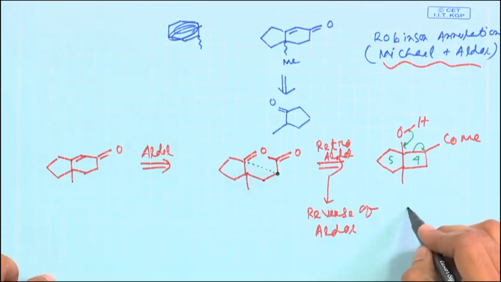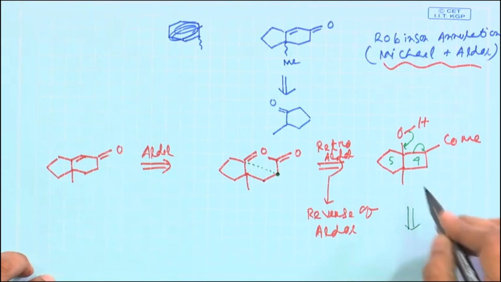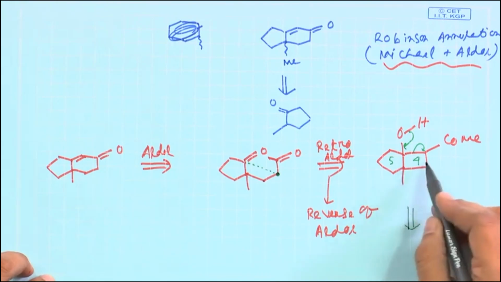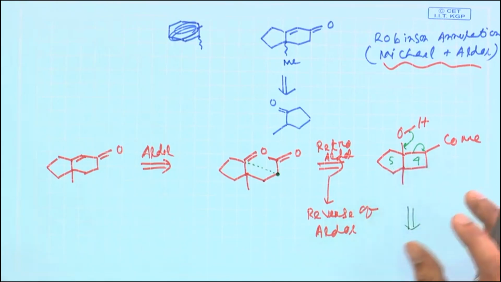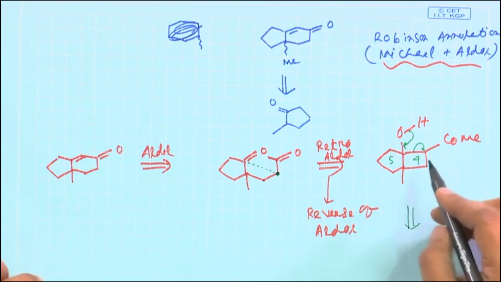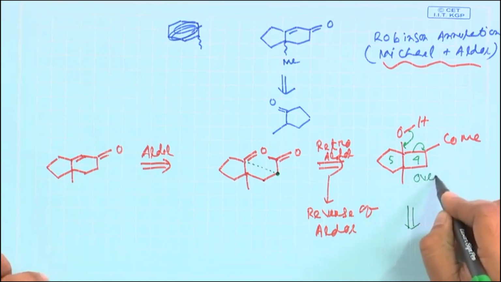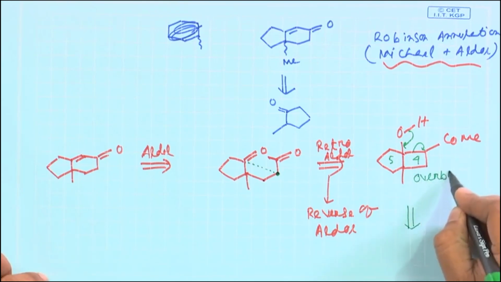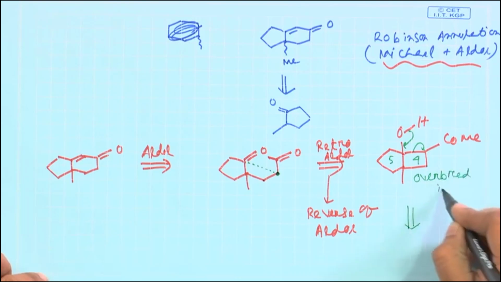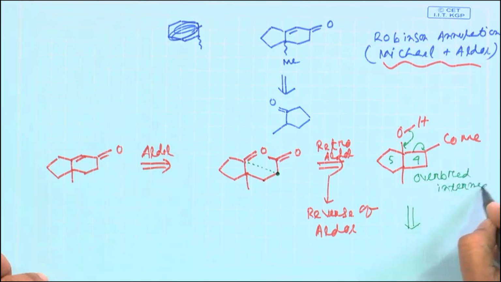Later on we will be seeing that this kind of strained intermediate, or strained ring containing compounds, are named as overbred intermediates. We will be discussing it in detail in the subsequent section. We said the intermediates which are strained are named as overbred intermediates, and they have a very significant application in the field of organic synthesis as well as retrosynthesis.